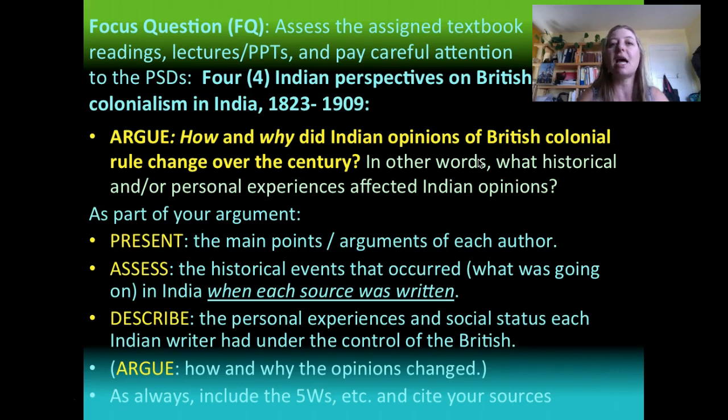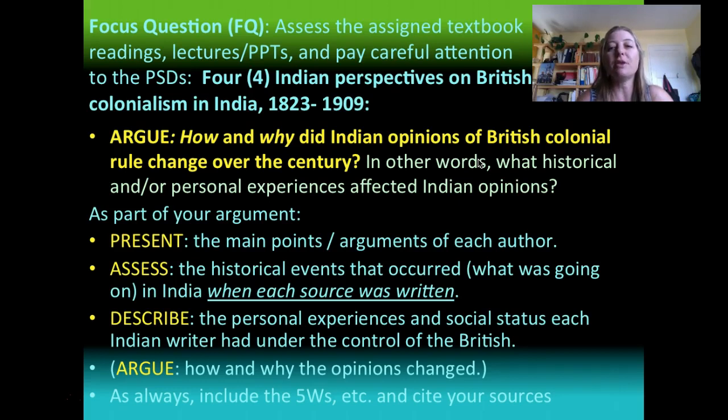So assess the assigned textbook readings, the lectures, PowerPoints, and pay careful attention to the 4 primary source documents. These are really interesting perspectives, Indian perspectives on British colonialism in India from about a 100-year period from 1823 till 1909. That's when the 4 sources are written. And the focus question is, how and why did Indian opinions of British colonial rule change over the century? In other words, what historical and or personal experiences affected Indian opinions?